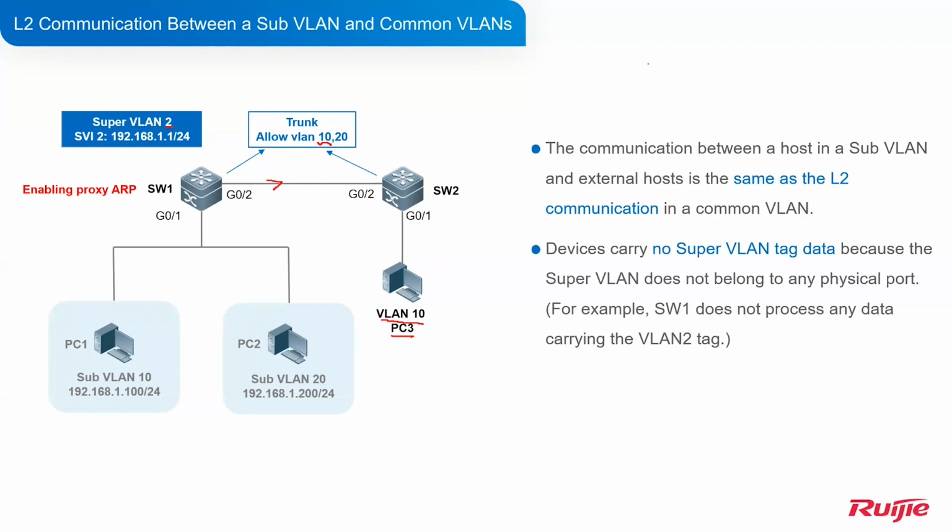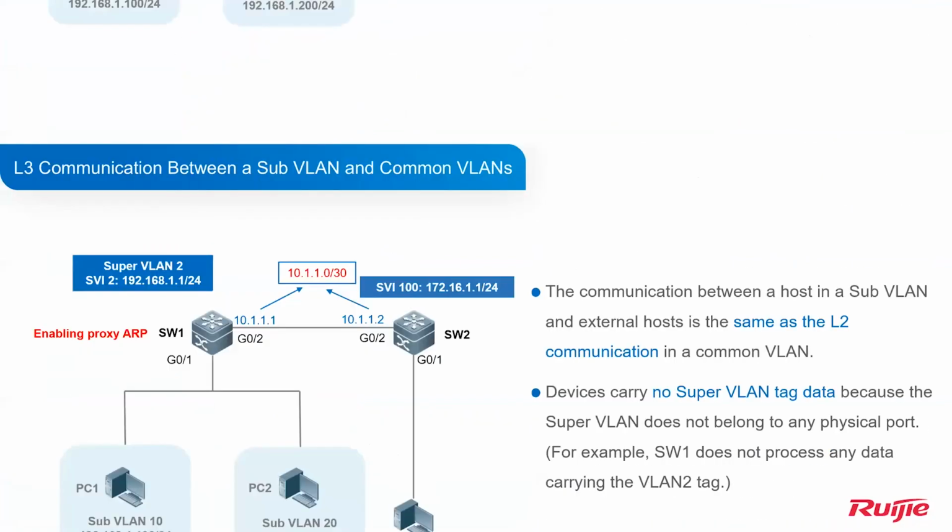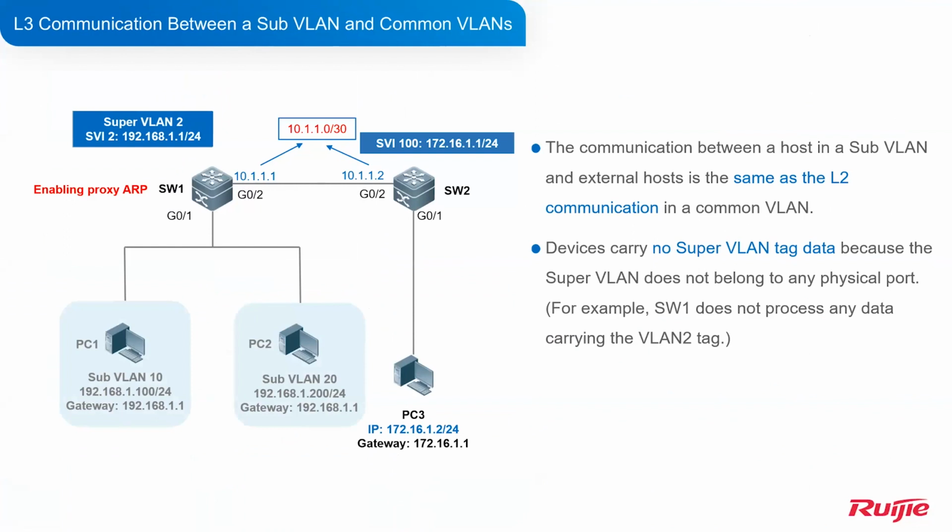Since the Super VLAN does not belong to any physical ports, there will not be any frames carrying the Super VLAN tag. Okay, this is a layer 2 communication between the sub VLAN and the common VLANs. And let's go. Now, it's a layer 3 communication between a Super VLAN and the common VLANs.